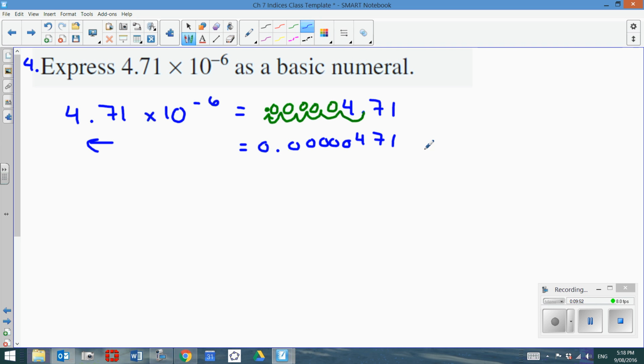All right, so that was tenths, hundredths, thousandths, ten-thousandths, hundred-thousandths, millionths, ten-millionths, hundred-millionths.